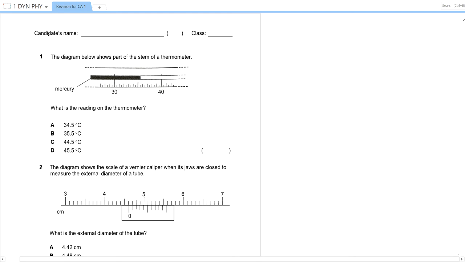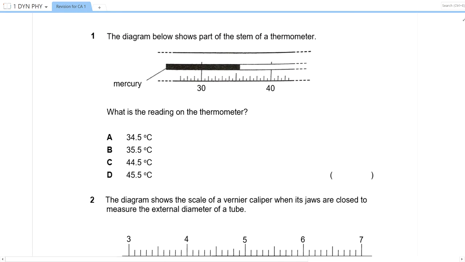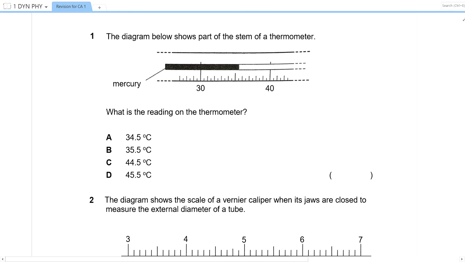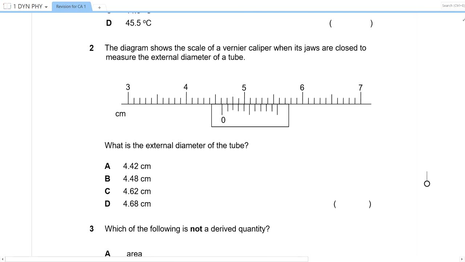Okay, question 1, does anybody need me to go through the answer? No? Skip. Question 2, anybody needs me to go through? Don't be shy. If you need help, you need to let me know.